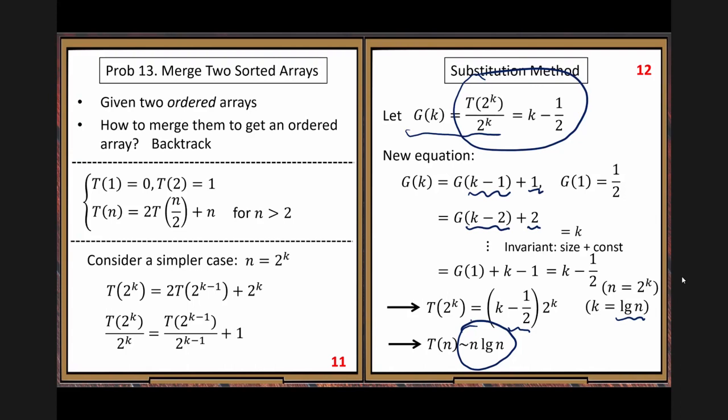You can argue, because here our N is a power of 2, that if N is not a power of 2, this estimate may not be correct. You can argue in that way. But actually, we can easily see that for general N, this estimate is still correct.